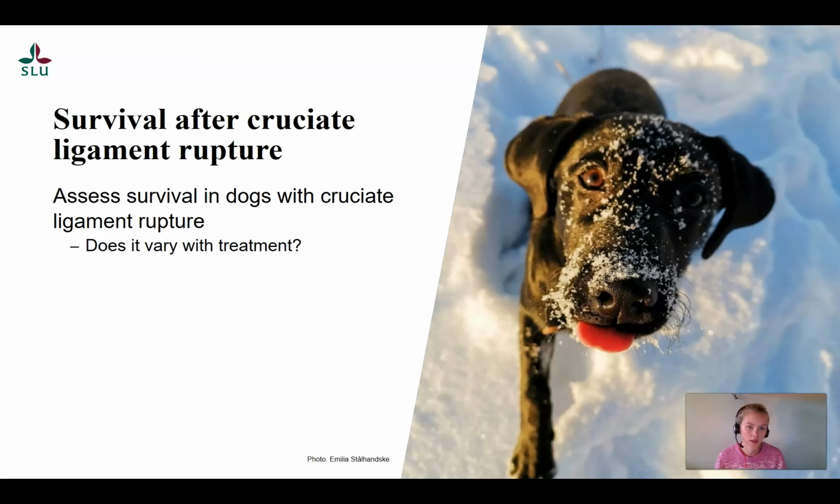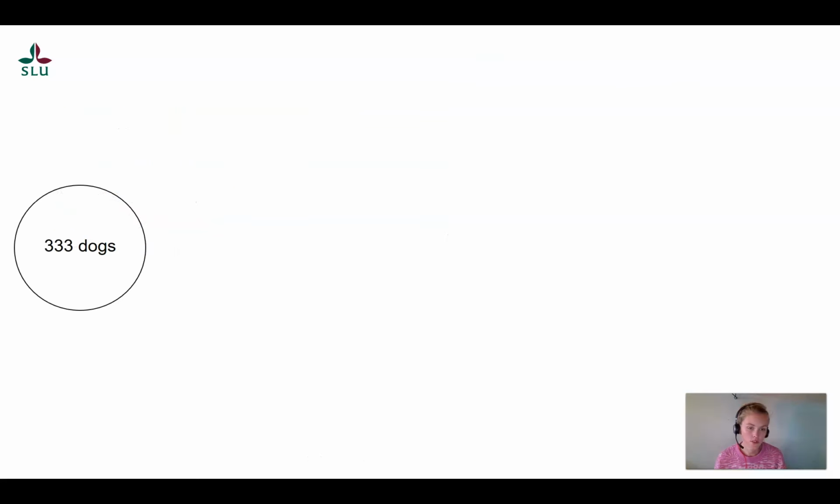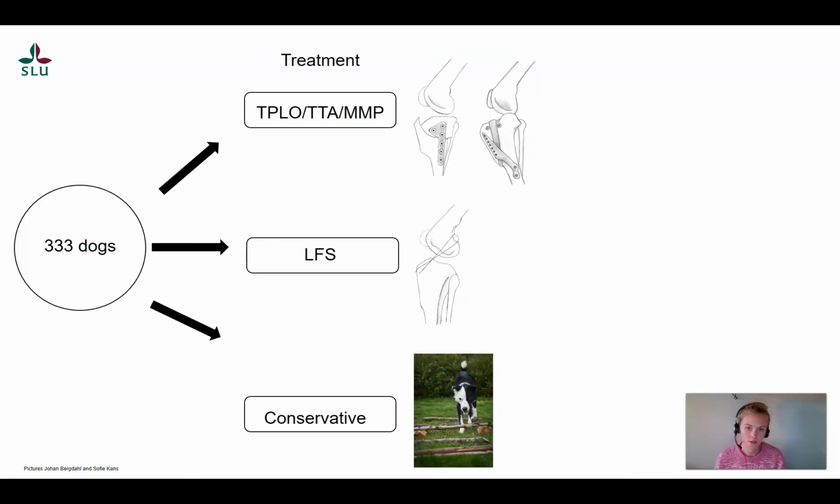We also wanted to evaluate survival after cruciate ligament rupture, and we wanted to know if it varies between different treatments. We used data from the same hospitals during the same time period, but this study included 333 dogs treated in 3 different treatment groups. Here we had TPLO and TTA in one group, together with dogs treated with MMP, which is a procedure which is quite similar to the TTA procedure.